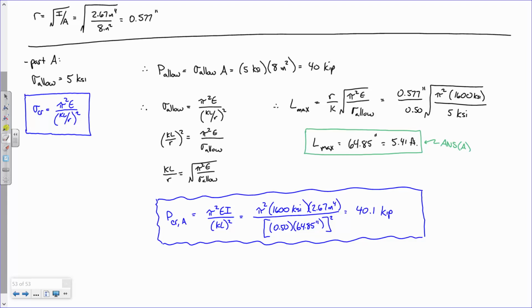We're probably going to have a different comparison here on part B. I just want you to keep that in the back of your head.